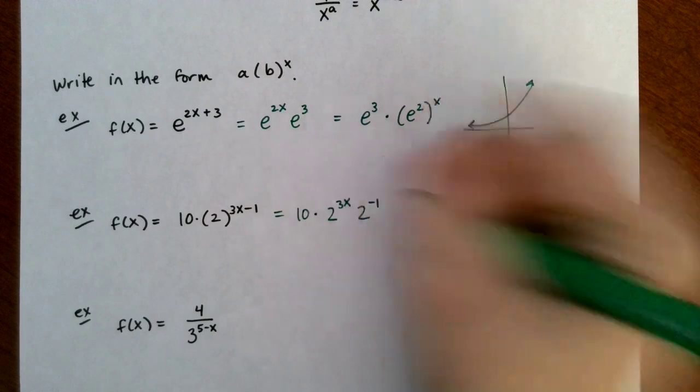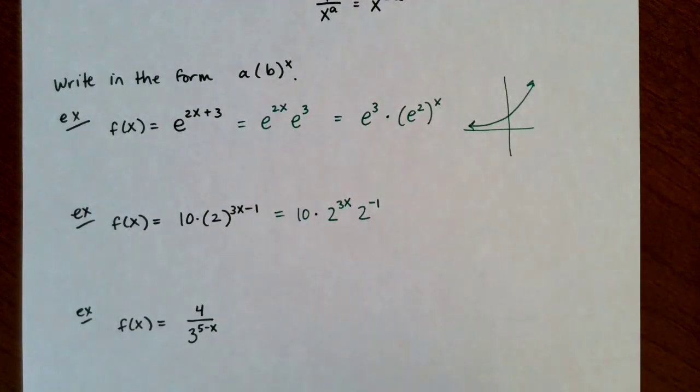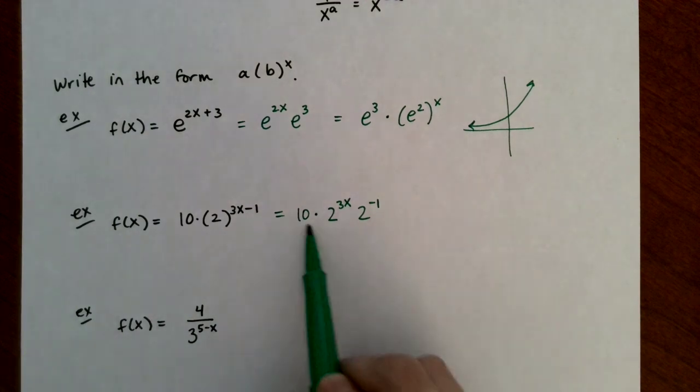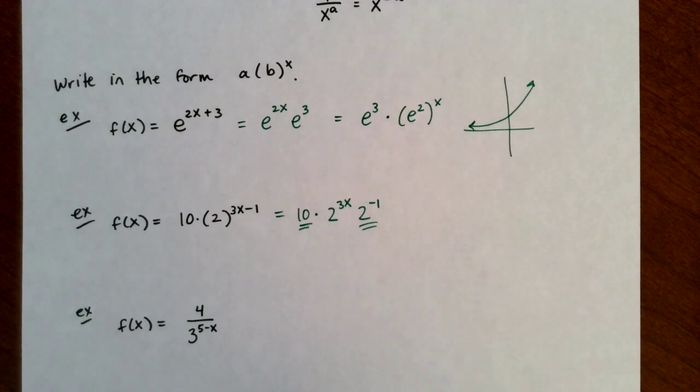So I'm going to start by splitting up 2 to the 3x minus 1 into 2 to the 3x times 2 to the minus 1. The 10 and the 2 to the negative 1, those are the pieces that don't have x's in them. So I'm going to put them together, and that'll make the a part of my answer.